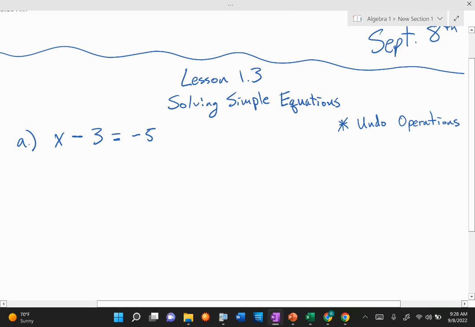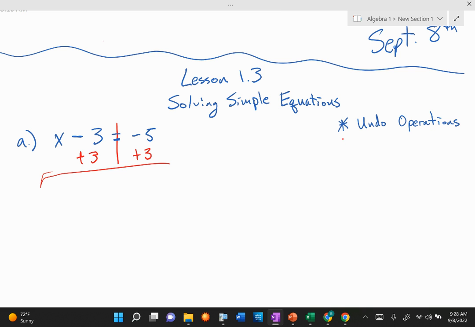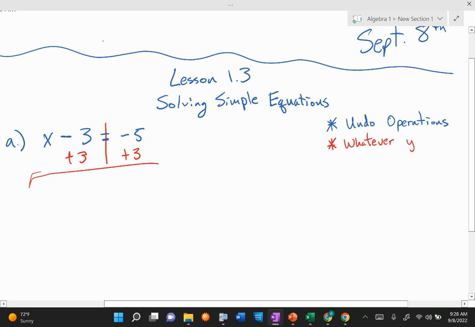So let's find the variable. Which side of the equal sign is the variable on? The left. Okay. What operation is being done to the variable? Yeah, it's subtraction. What's the opposite of subtracting by 3? So we're going to add 3. Okay, and where are we adding 3? On both sides. Whatever you do to one side, you do to the other.